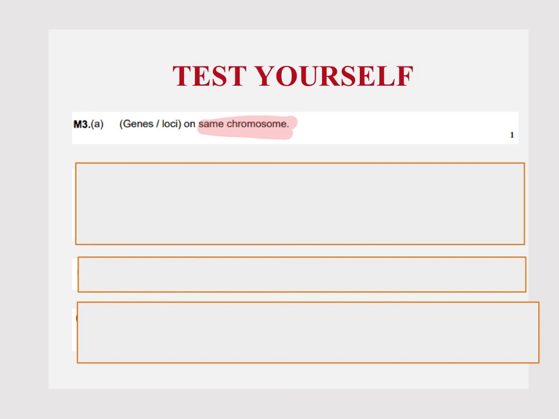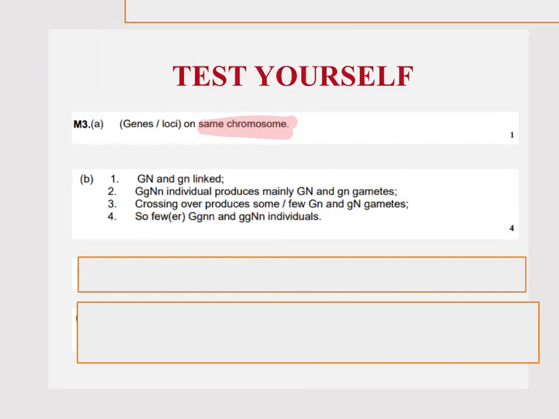For the next question, when we're starting to look at using our knowledge of gene linkage to explain the results, you should have suggested that, and this is where it comes into being able to use your words, that the big G, big N and little g, little n are linked. You think back to the question, we had a heterozygous parent, so big G, little g, big N, little n, crossed with an offspring that was homozygous recessive for both, so little g, little g, little n, little n.